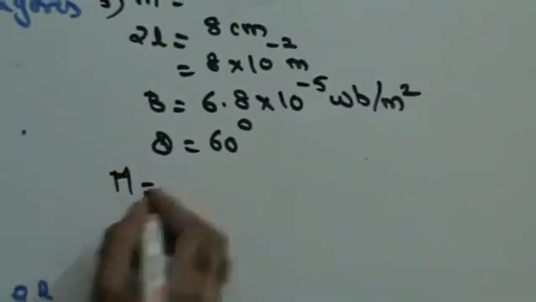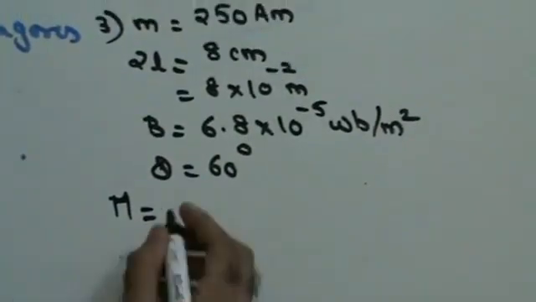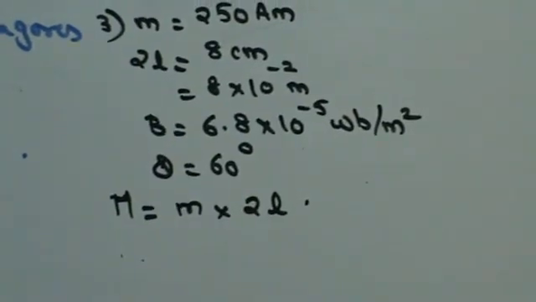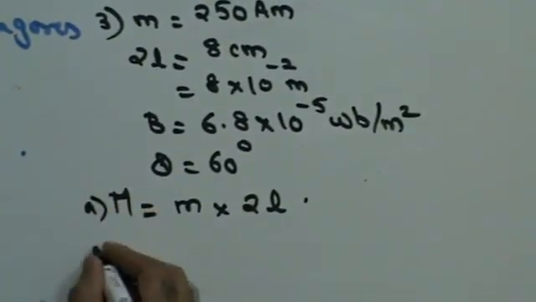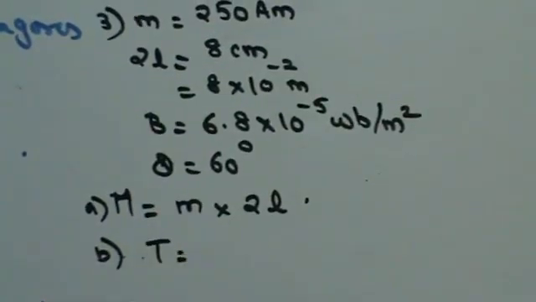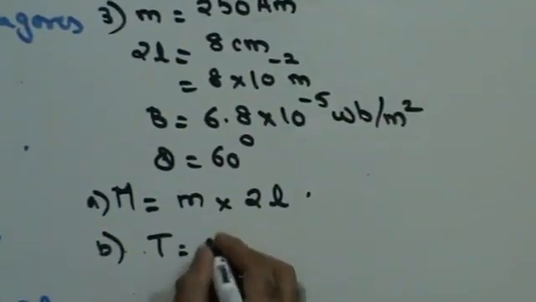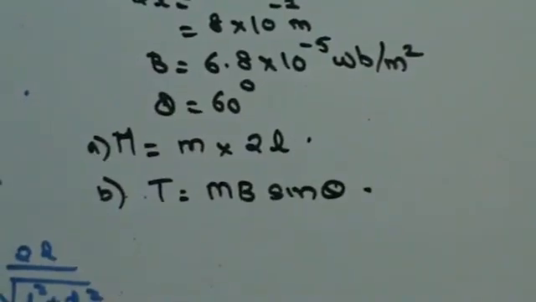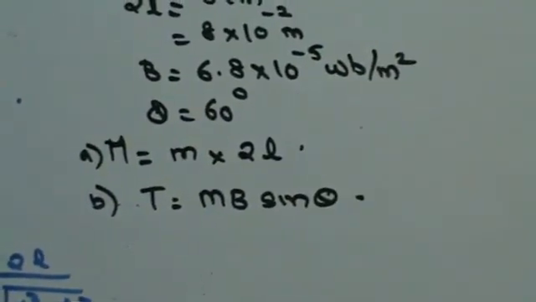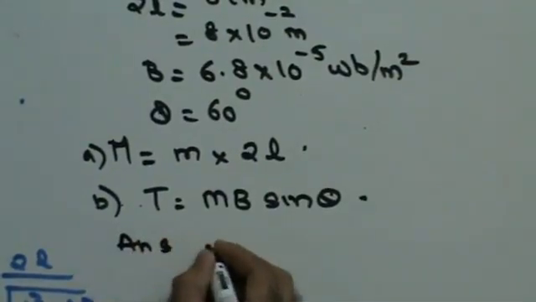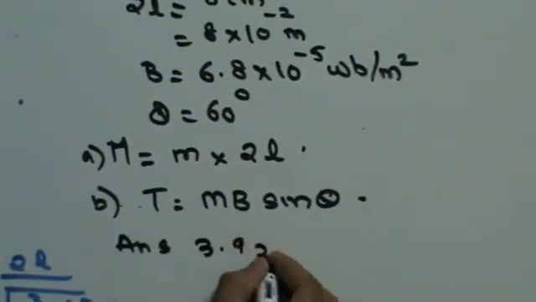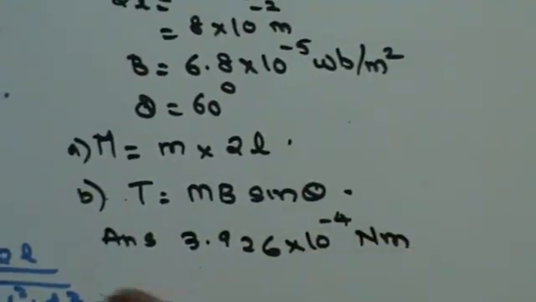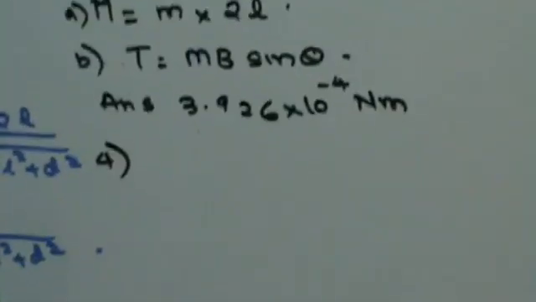Now first thing I need to know is the magnetic dipole moment. Magnetic dipole moment is given by the formula pole strength into 2L. I know pole strength, I know 2L. So first I use this formula. Then they've asked me to find out the couple. Couple is nothing but torque. Torque is given by the formula MB sin theta. M I have calculated, B and theta are given to me. All I need to do is substitute and get the answer. The answer for this sum should be 3.926 into 10 raised to minus 4 Newton meter. Next, take on the next one please.